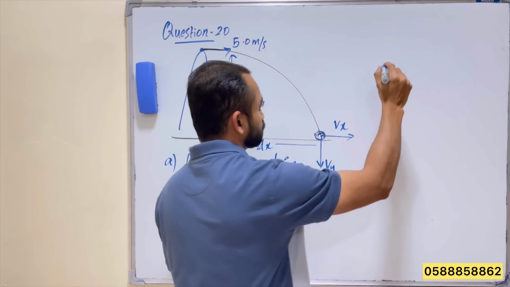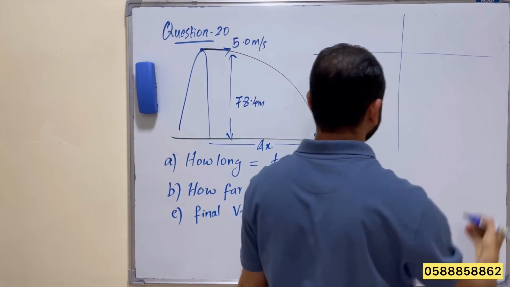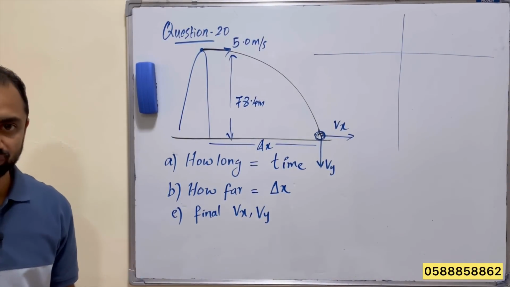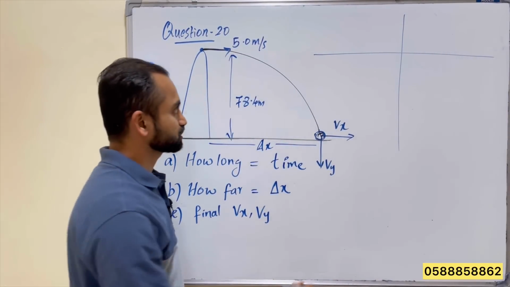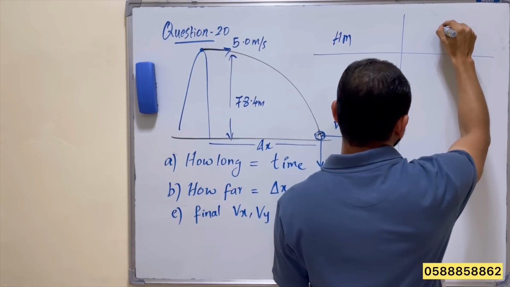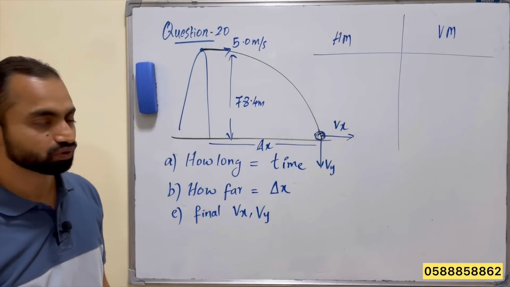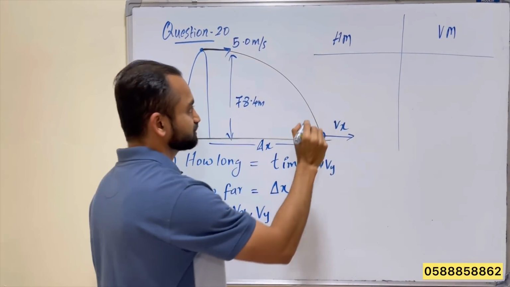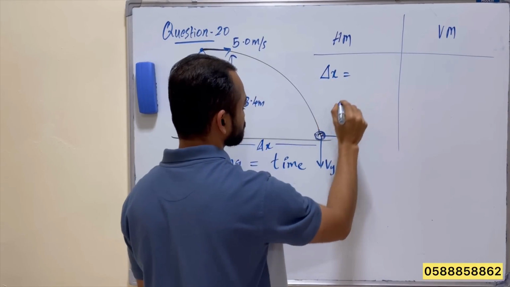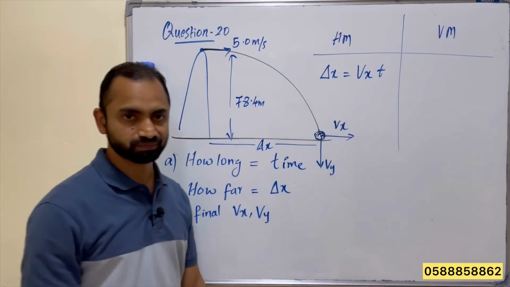So we have already discussed some things about projectile motion in question number 1. A projectile has both horizontal motion and vertical motion at the same time. So here I will write horizontal motion, here I will write vertical motion. In horizontal motion we have only one equation, that is delta x, the distance traveled in the horizontal direction, equal to horizontal velocity multiplied by time.